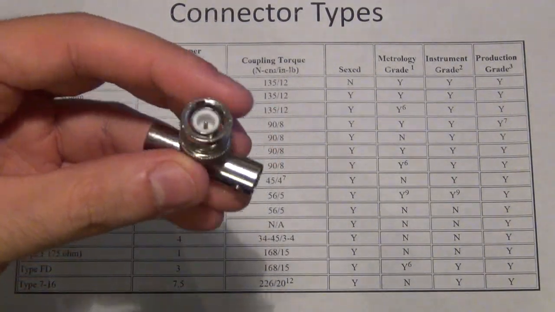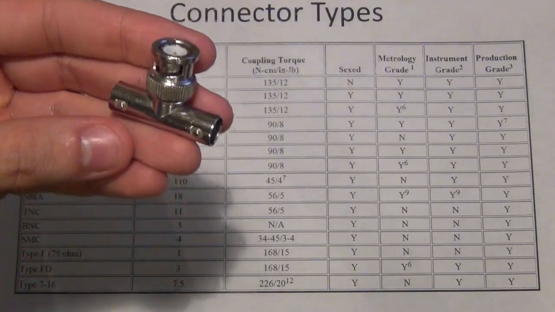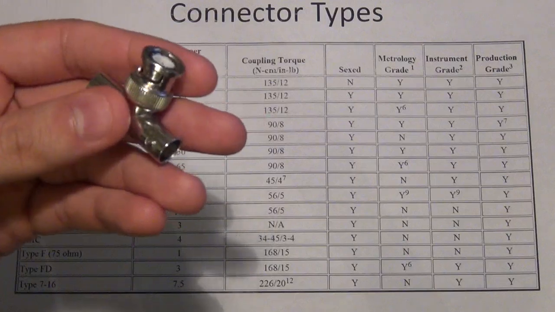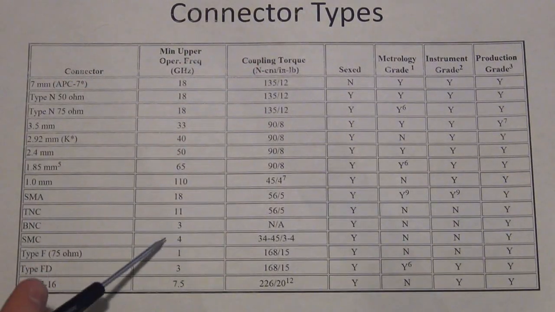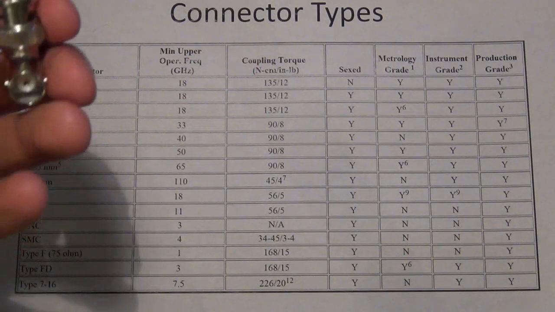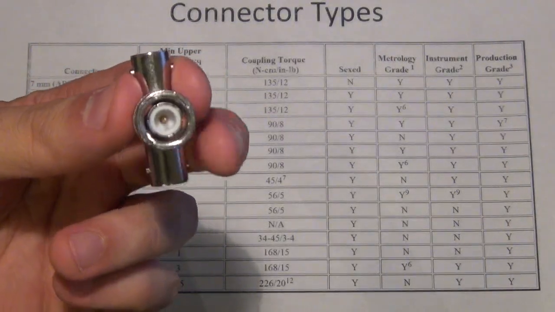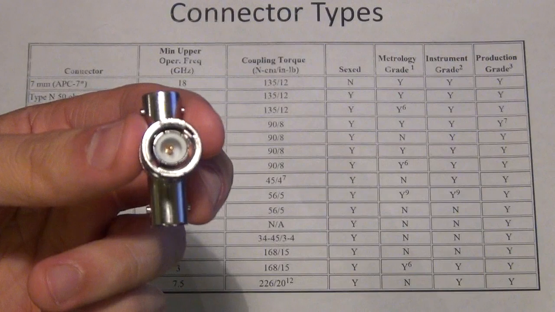This is a T-junction where all three terminals of this connector are connected together. It has a male and two female connectors on each side. So here you can see that the BNC is rated up to 3 GHz. So that means that after 3 GHz, this BNC will not maintain its design characteristic impedance.